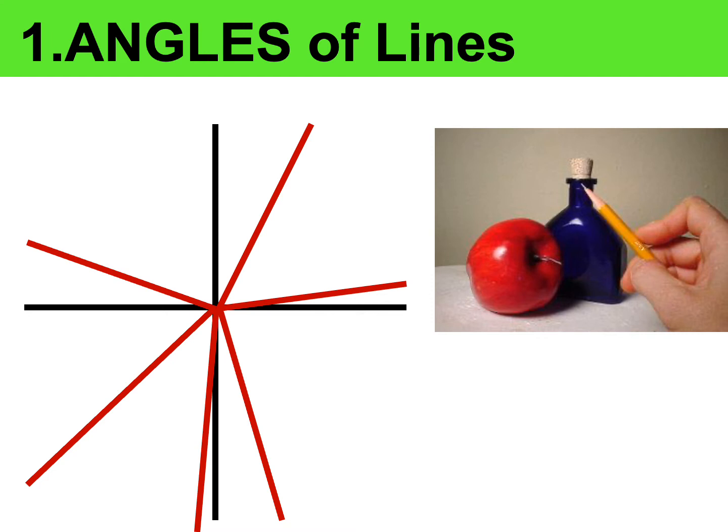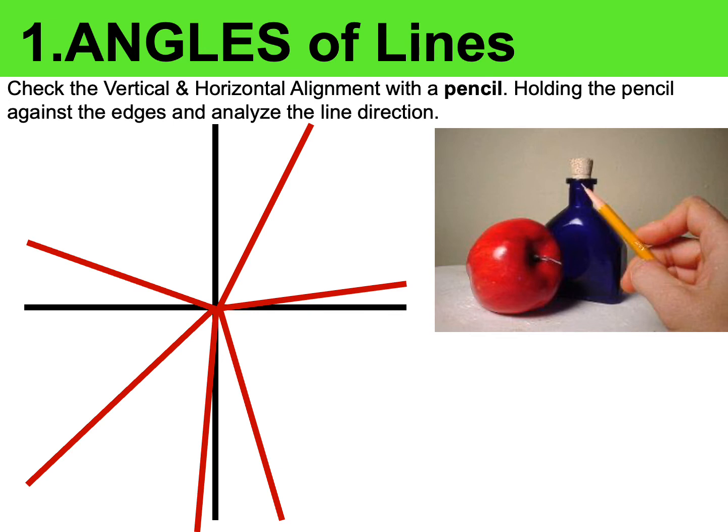Lines of objects should be checked both vertically and horizontally, and then can be drawn from that point. If you hold your pencil along the edge of one of your objects, it will help you to analyze the line direction, whether it's a true horizontal, vertical, or one of the great variances of diagonal lines.